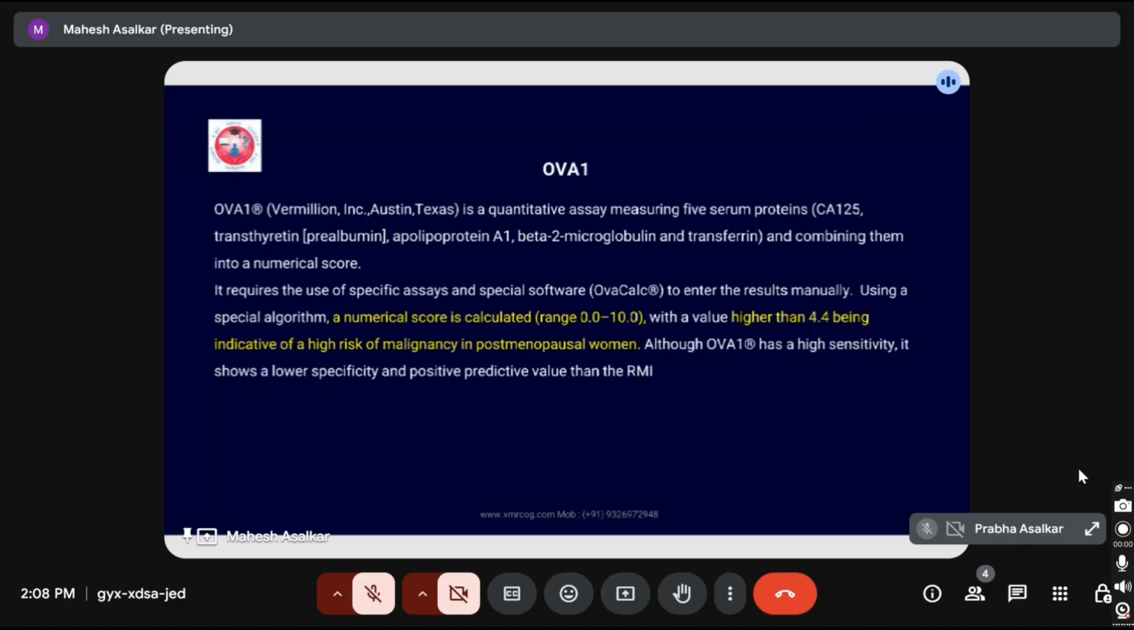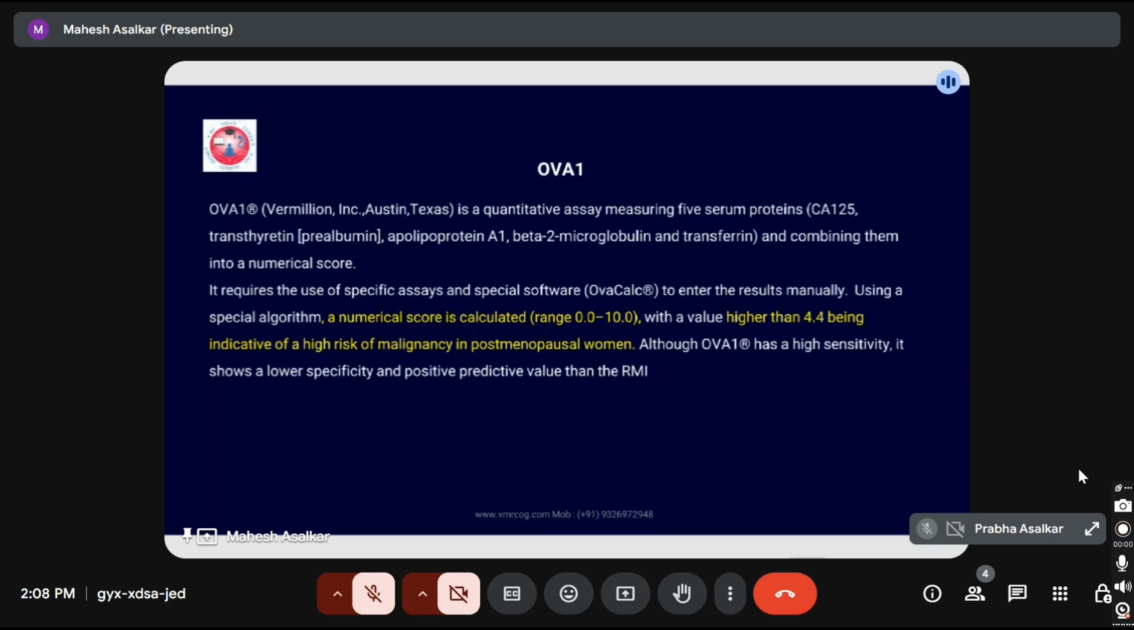That score will have the range, and higher than 4.4 will favor the malignancy in postmenopausal women. However, OVA 1 has got a high sensitivity but low specificity and positive predictive value than RMI. Okay, so specificity is low and positive predictive value is also low, but it has got a higher sensitivity. Not very commonly used. Okay, this is OVA 1.